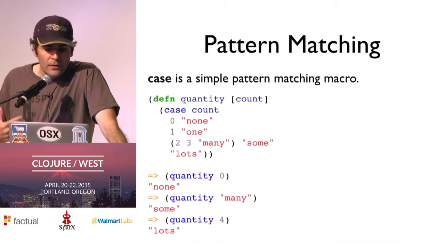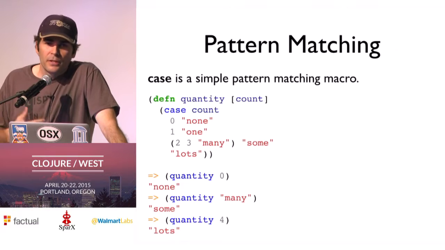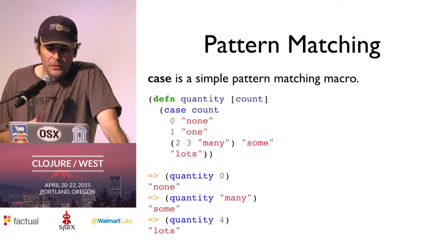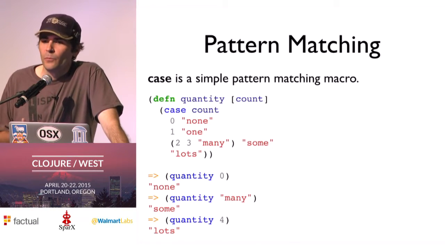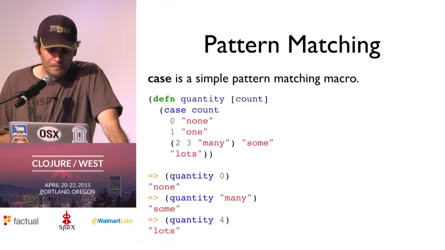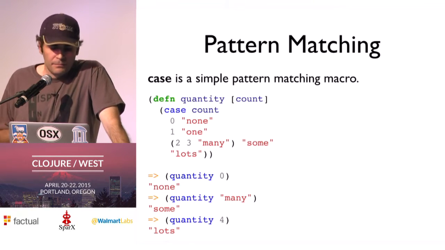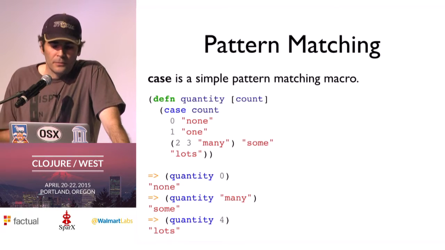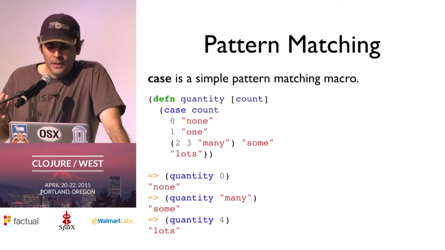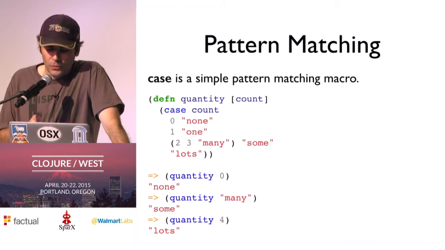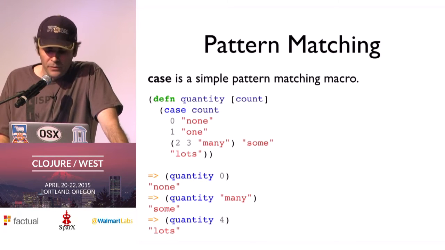Another example of a macro built into our language that starts to give us some pattern matching capabilities is case, the simple case macro. We've all used the simple case macro. Here's an example. If the count is 0, we're going to get one string. If it's 1, we're going to get another. If it's 2 or 3 or many, you guys know how case works, and you could see the example invocations there.